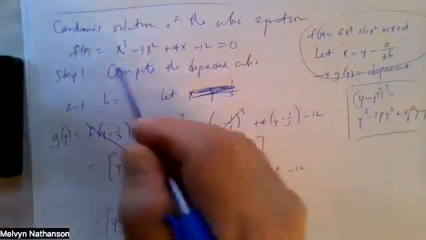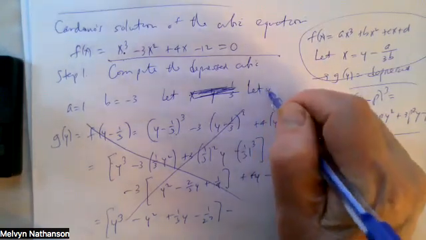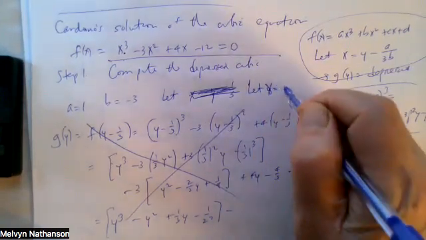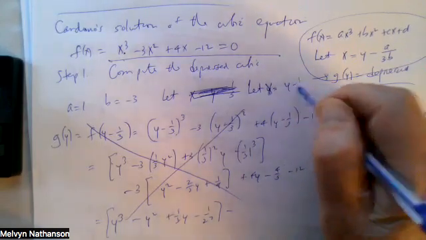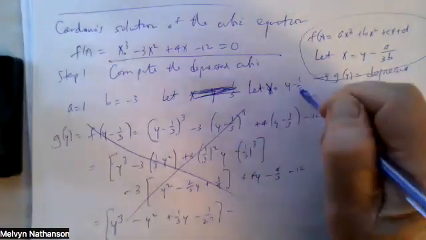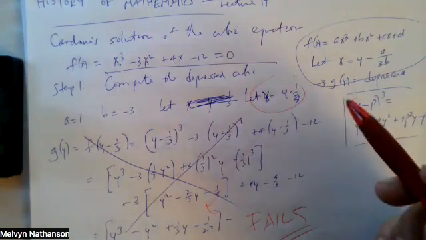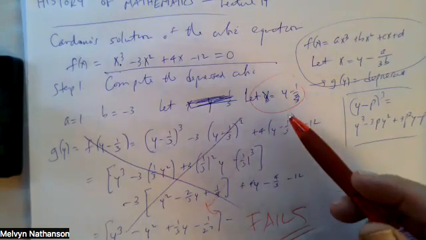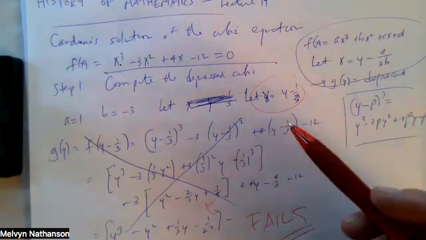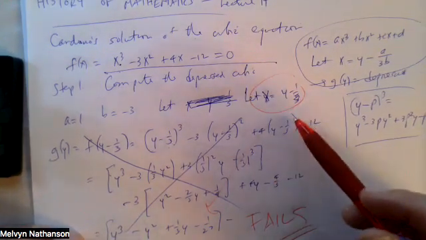So here was my first equation. And I said, let x equal y minus a third. Right? I said, make this substitution, and I made it, and I saw it doesn't work. It fails, because I made a mistake, because I was just trying to be quick. That was wrong. So I want to know, how did I make my mistake?